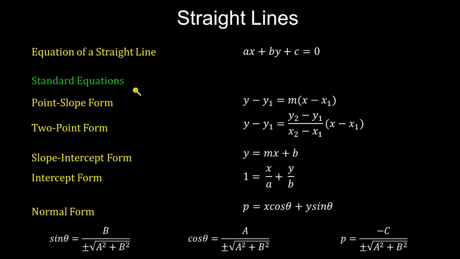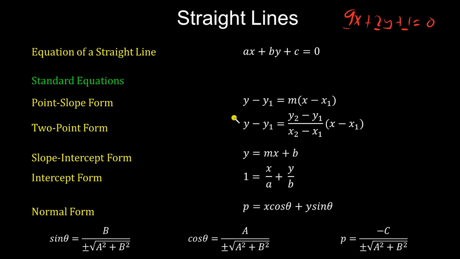The next topic is straight lines. So we have here the general equation of straight lines, ax plus by plus c is equal to 0. Meaning to say, if we have the equation 9x plus 2y plus 1 is equal to 0, this is your a, this is your b, this is your c. Okay, then here we have standard equations.